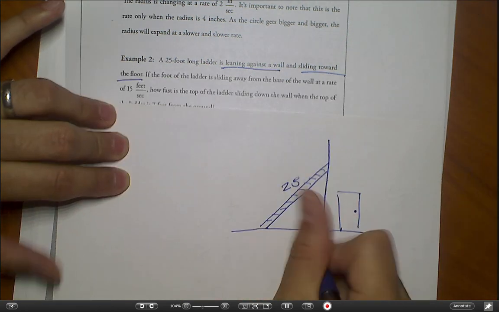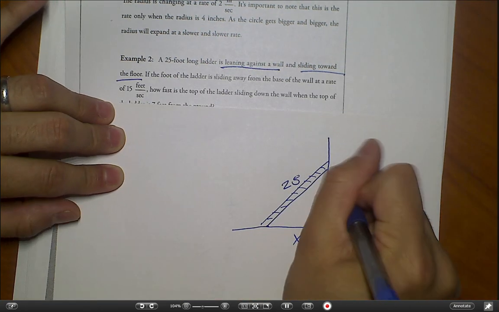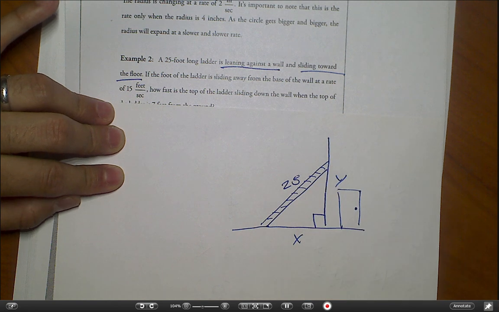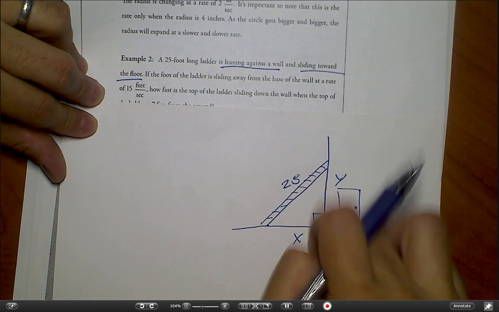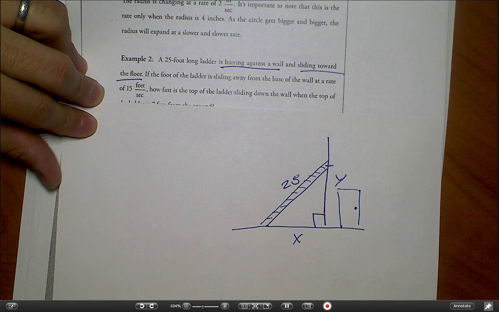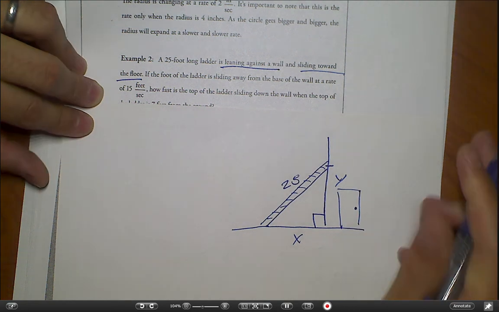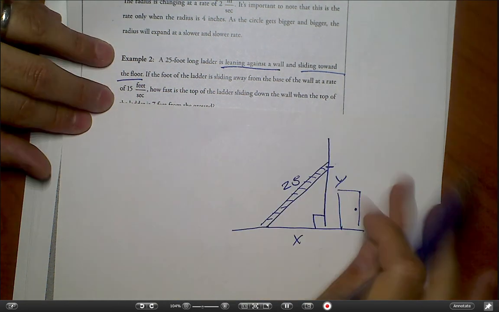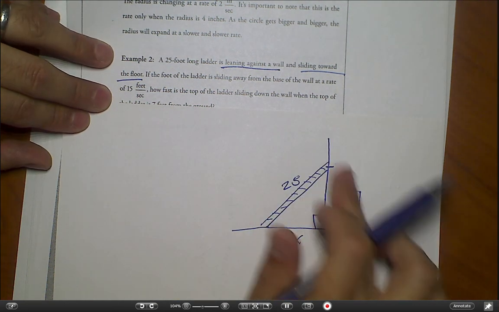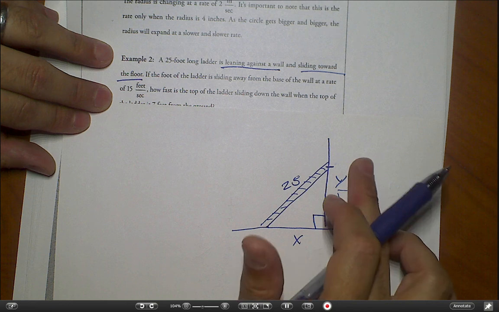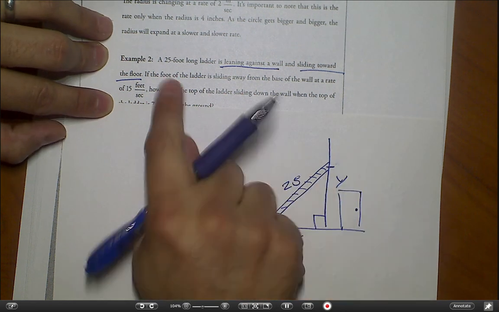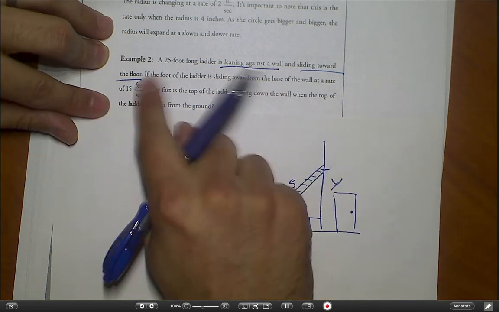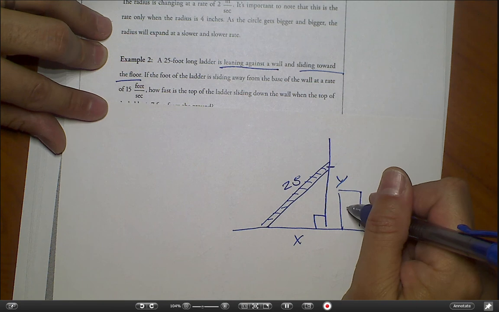So I know I have an x value. I have a y value also. It's going to be touching at some value up here. It's going to be going here. And it says, so because of this, let's see. So where am I at? Sliding towards the floor, so that means it's going down, right?